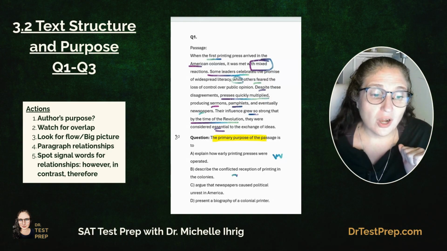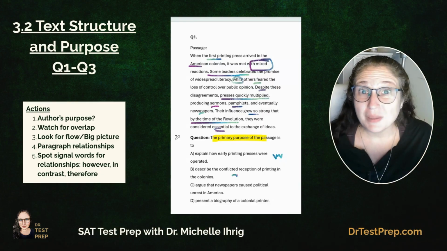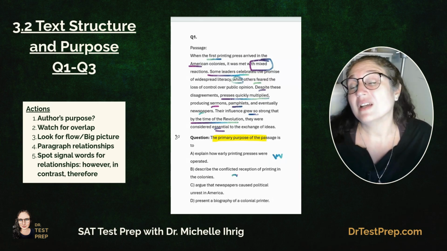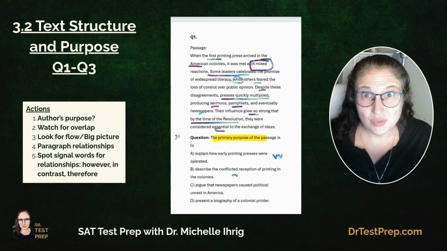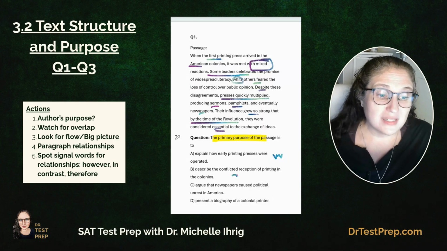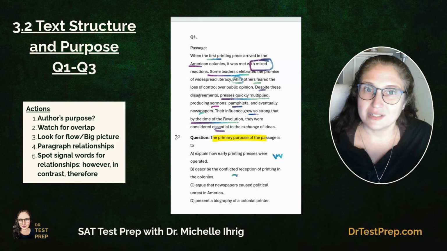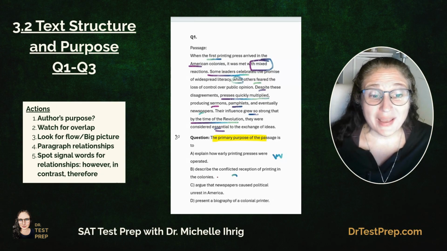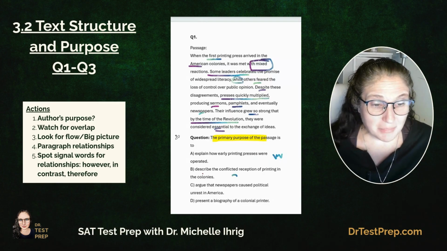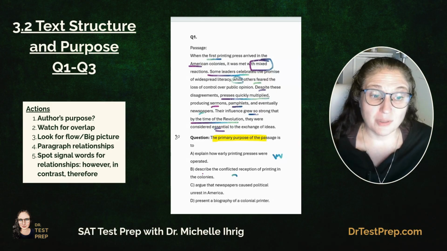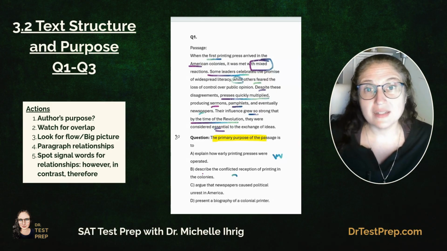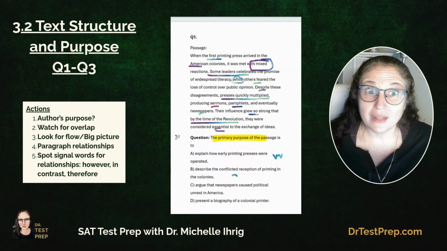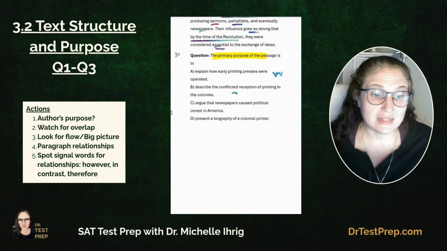Argue that newspapers caused political unrest. Well, a newspaper can't cause political unrest, but this isn't about the newspapers. This is about the printing press. So C is a definite no. Present a biography of a colonial printer. That's not about a person at all. So even though A is a maybe, B is the best example because it talks about this is why we liked it, this is why we didn't, and we used it anyway. Kind of like social media today. So B is the correct answer.